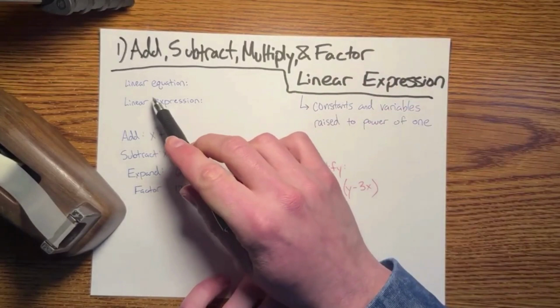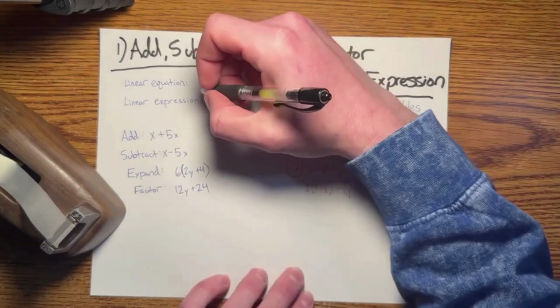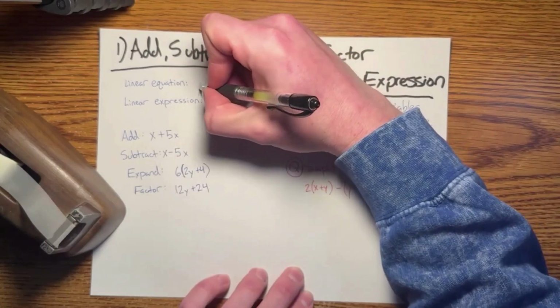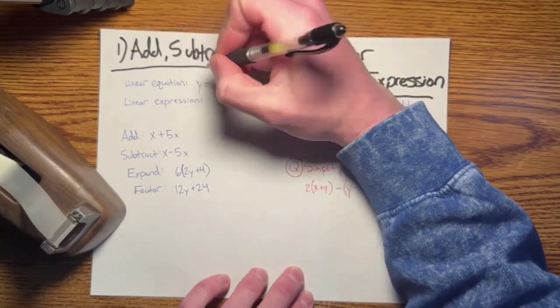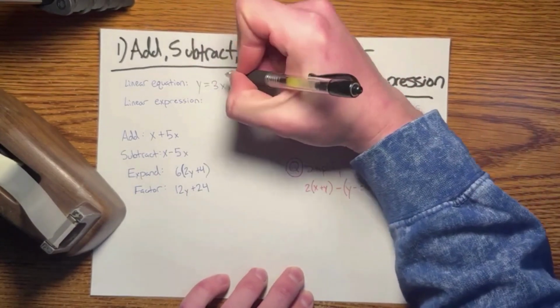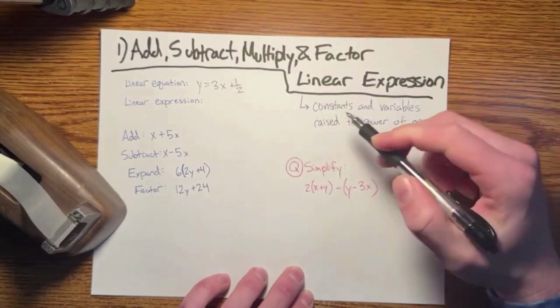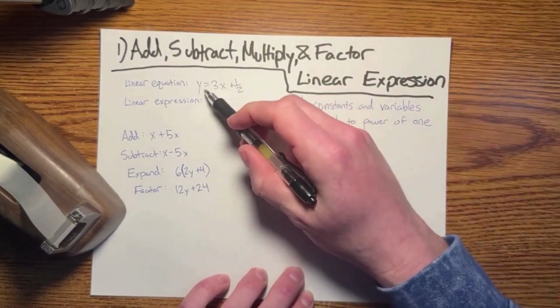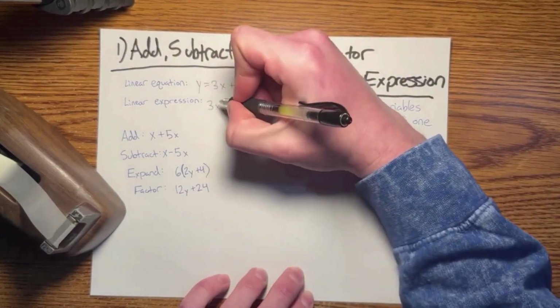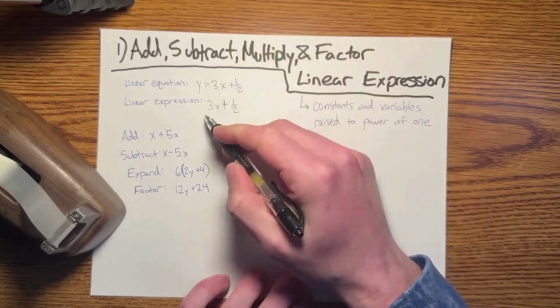So another note, the difference between an equation and an expression is having an equal sign in there, that it's a full equation versus an expression. So an equation will look something like y equals 3x plus 1/2, while an expression is not going to have the equal part. We're just having a simple algebraic thing that we can work through.